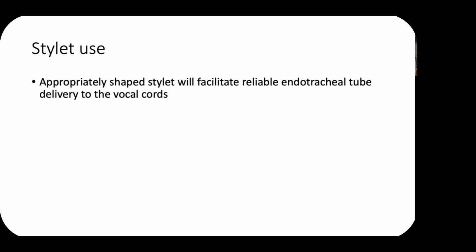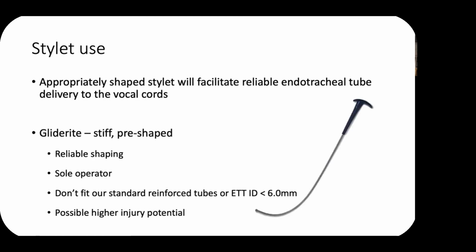Stylets offer a reliable way of delivering the endotracheal tube to the vocal cords. We now have available stiff GlideRite stylets which are pre-shaped for hyperangulated blades and which don't deform as you try to negotiate around the tongue. I would recommend that you try these. The plastic handle means that it's easy for the operator to retract the stylet themselves and they don't have to depend on an assistant. I do, however, wonder if the increased stiffness increases the injury potential compared to malleable alternatives which may deform easier.